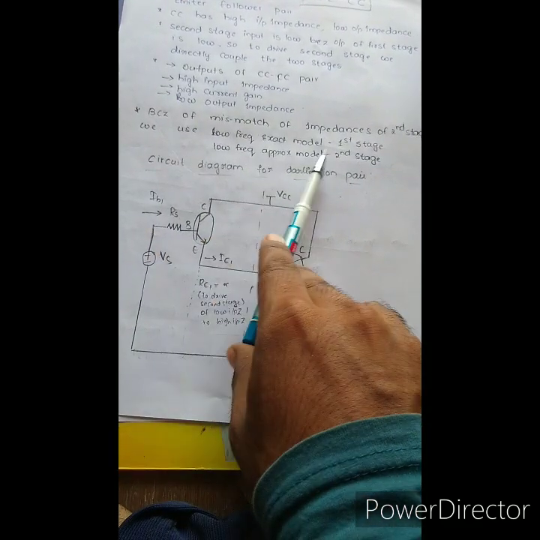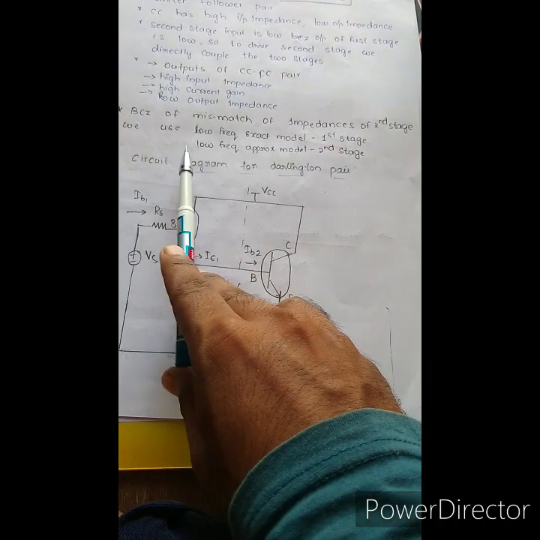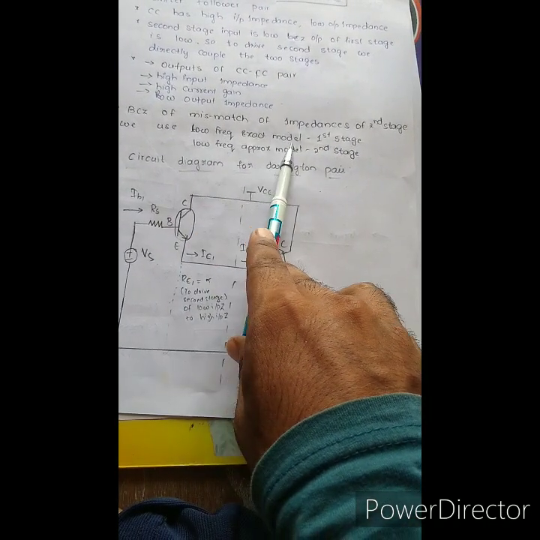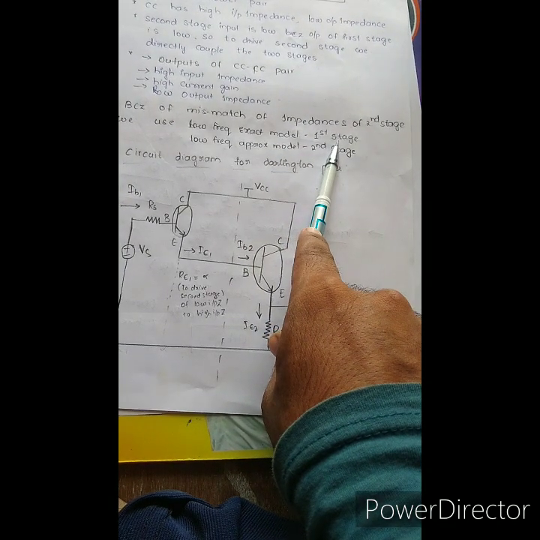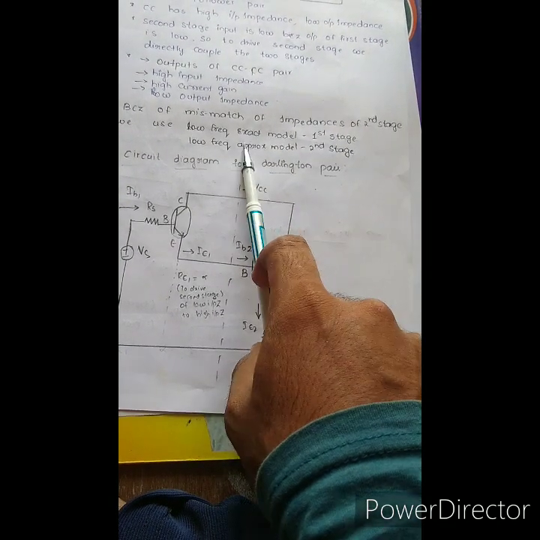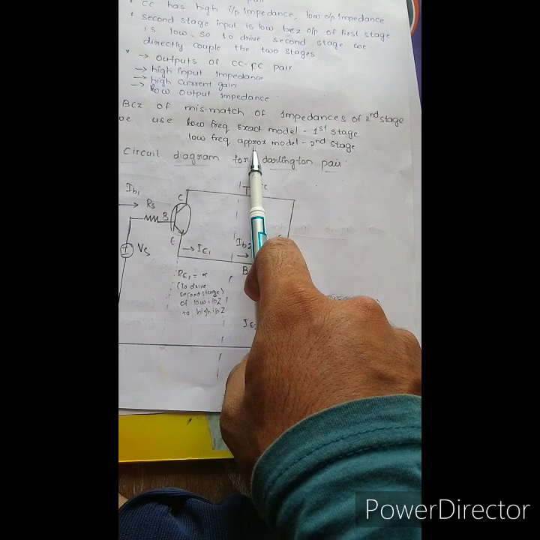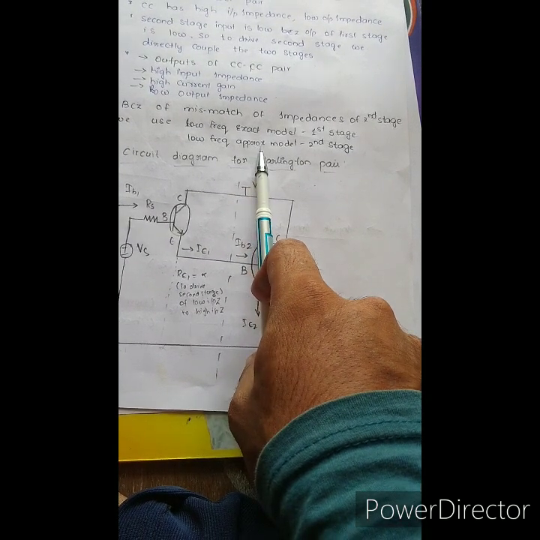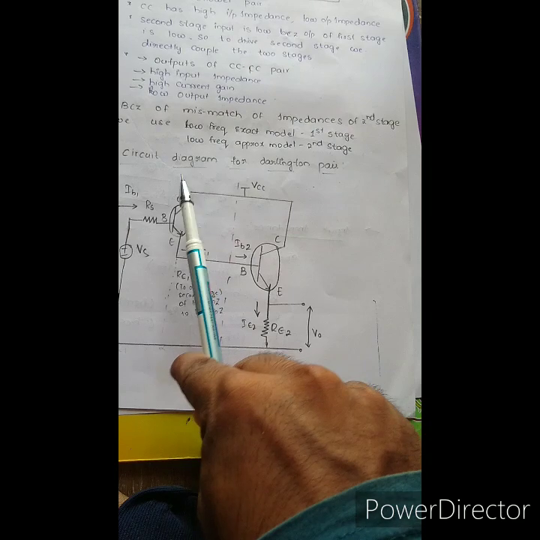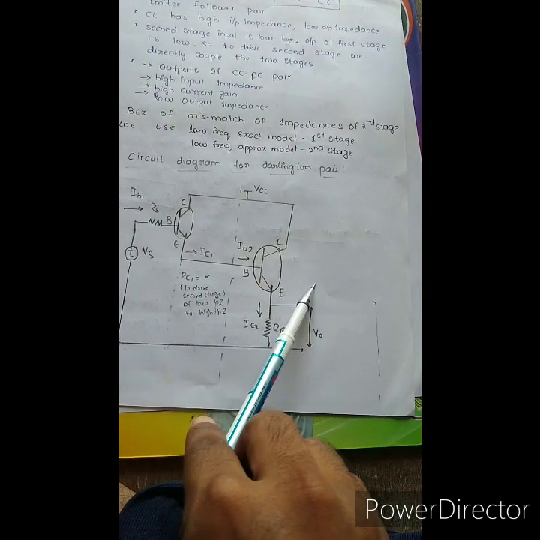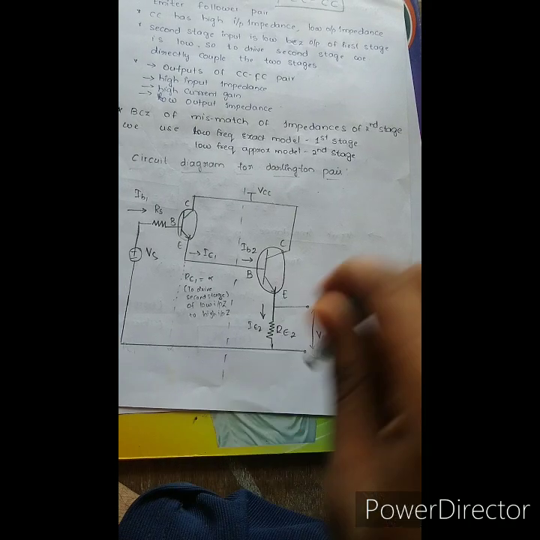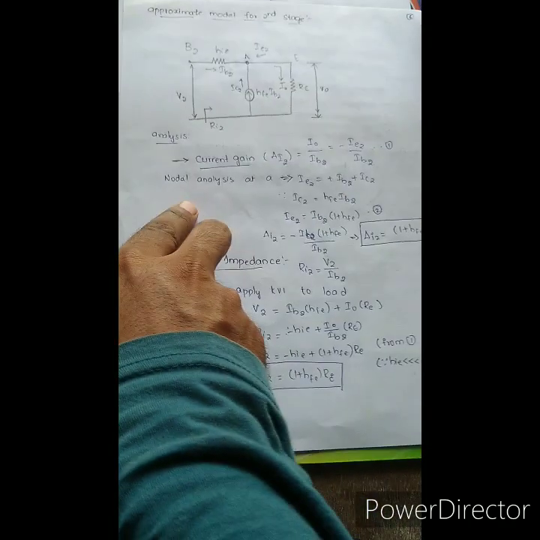Because of the mismatch of impedance of the second stage, we use the low frequency exact model for the first stage, because the first stage has high input impedance, low output impedance, but the second stage has low input impedance, low output impedance. So we go for the approximate model. The circuit diagram for the Darlington pair: CC is directly connected to the CC, friends.